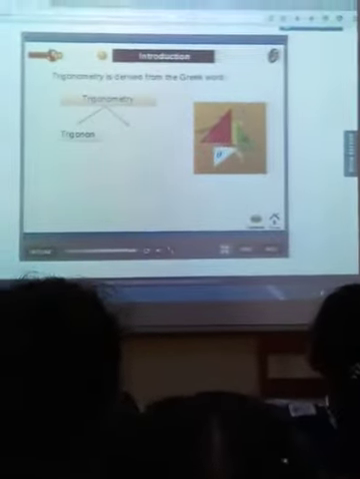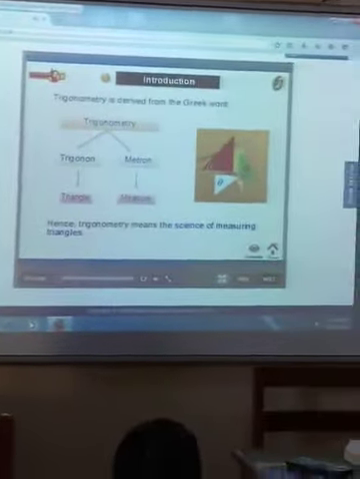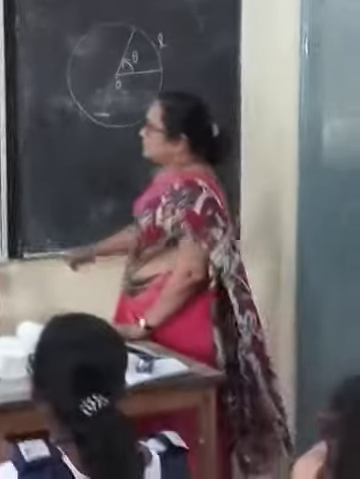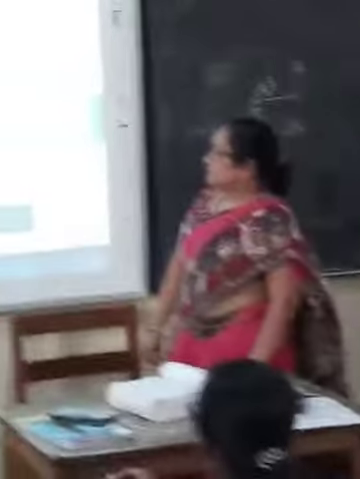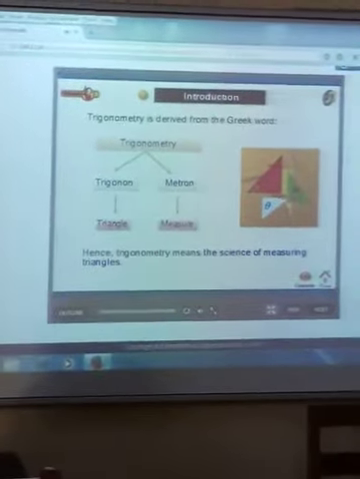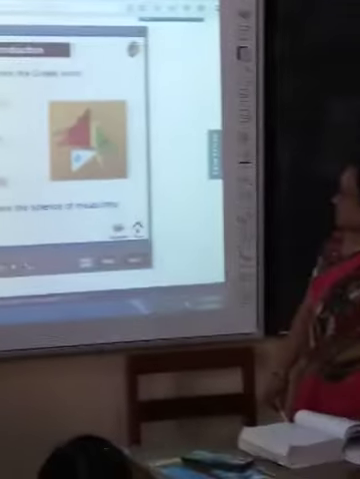The word trigonometry is derived from the Greek words trigonon and metron. The word trigonon means a triangle, and the word metron means to measure. Hence, trigonometry means the science of measuring triangles. In the previous module, we studied the trigonometric identities and the application of trigonometric ratios in solving problems related to heights and distances.